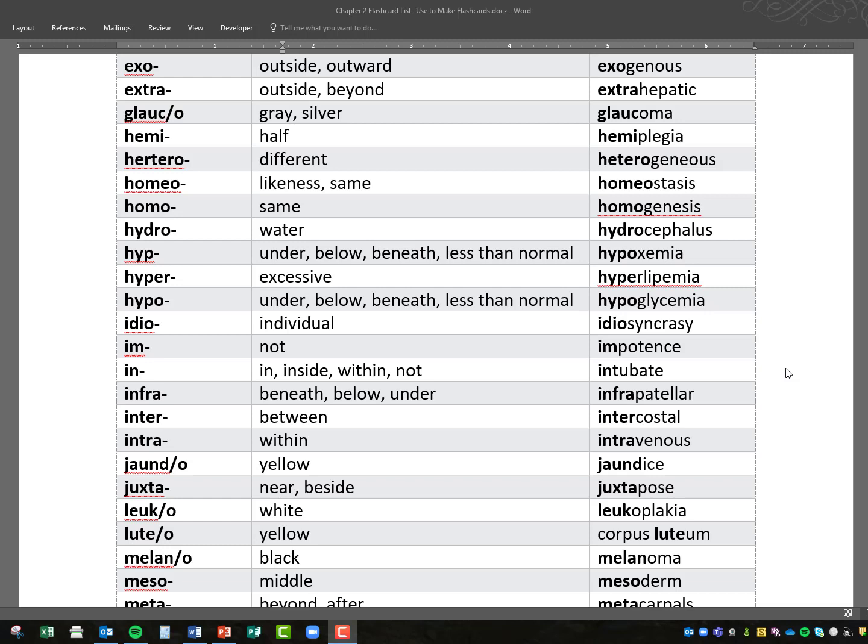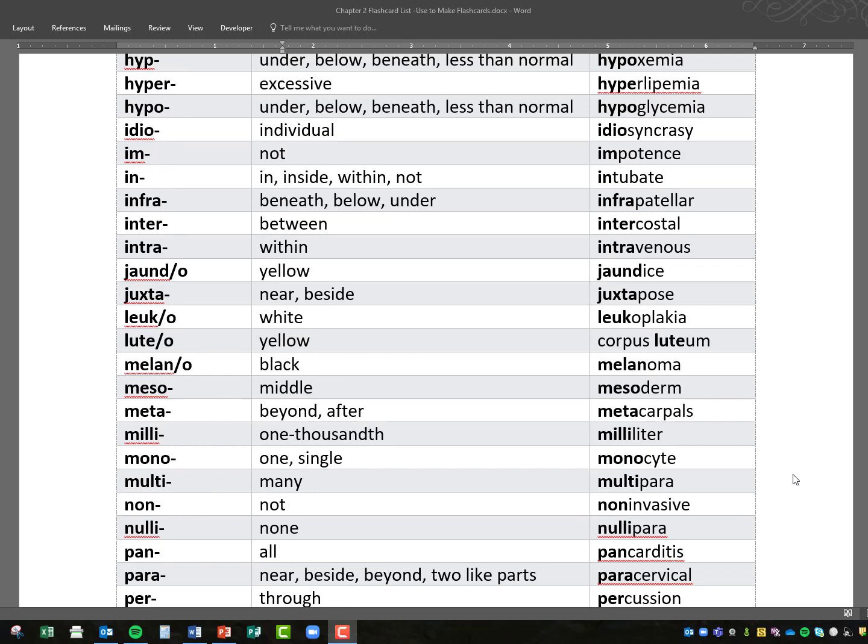Intra, within. Remember, we say intravenously. It's within the vein. Jaundo, yellow, jaundice. Juxta, near or beside. I think of juxtapose, but that doesn't really help because it's not a definition. Whenever you're using the word part and what you're saying is the definition, you're not really defining it, you're just using it. So make sure that your definition, like juxta, actually means near or beside. Leuko is white, luteal. We don't really see this one as much as we do with jaundo or xantho.